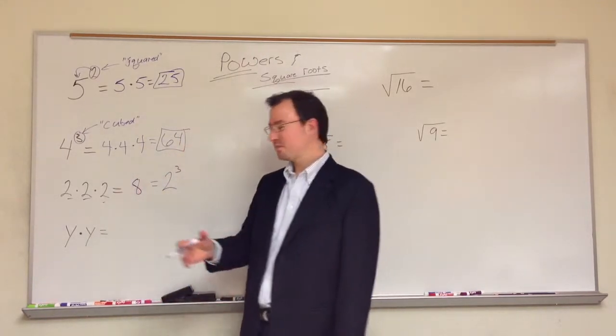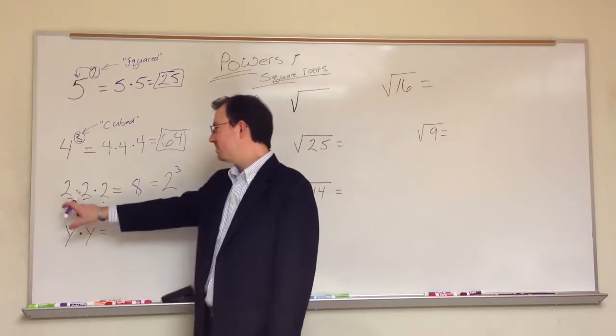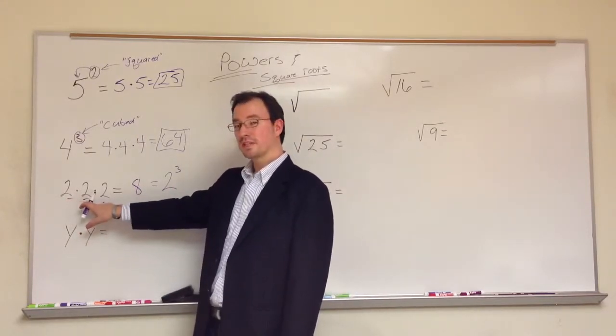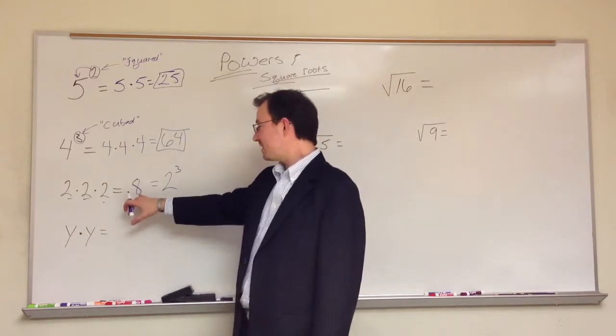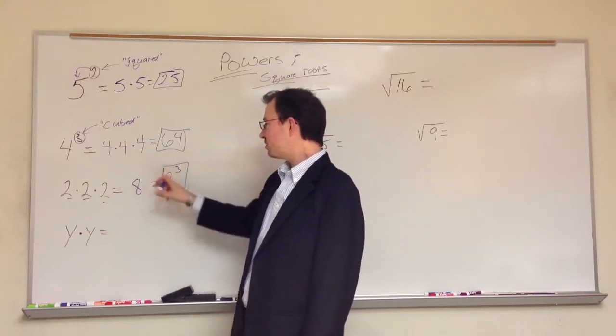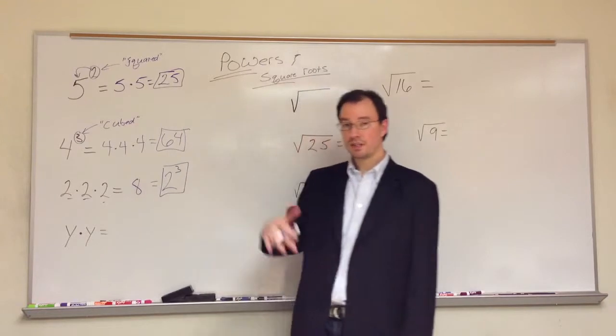See, talking it through helps. The more you do in your head, the more you get behind. So 2 times 2 is 4. 4 times 2 is 8. And 8 is the same thing as 2 to the third power, or 2 cubed.